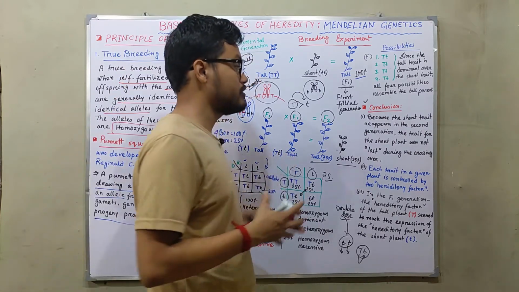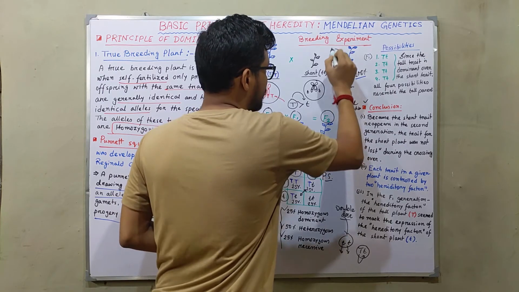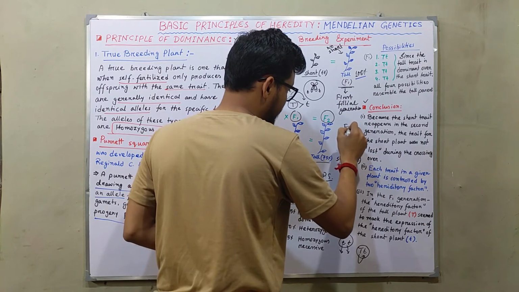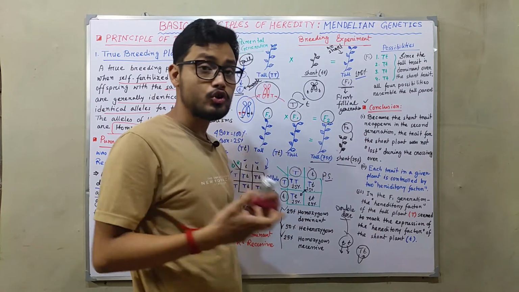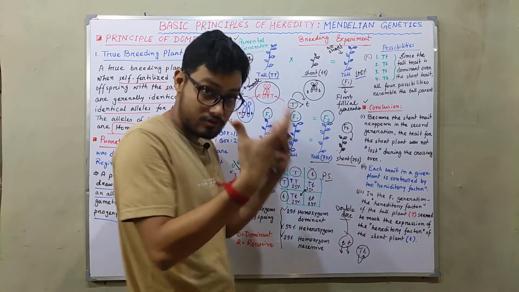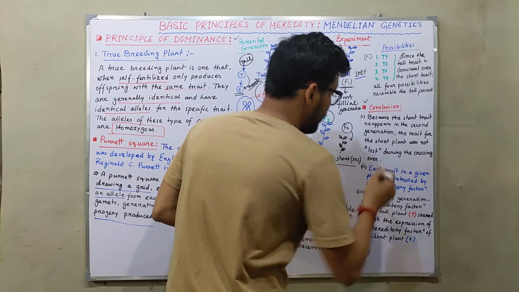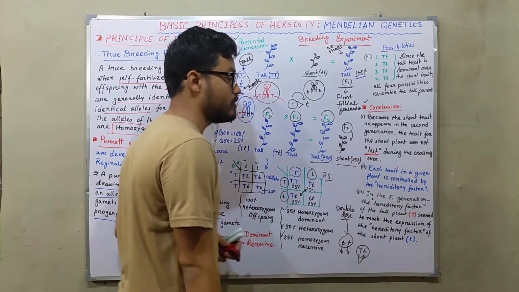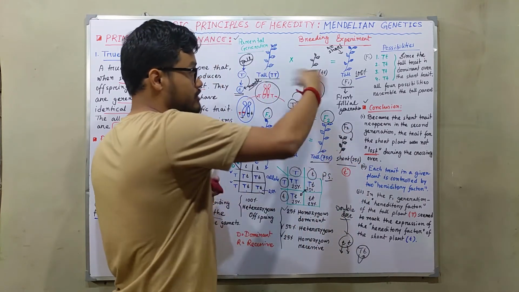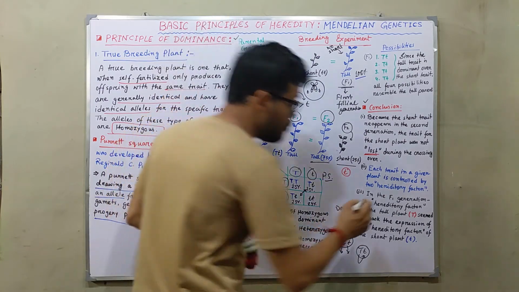Mendel concluded that because the short trait reappears in the second generation, here you observe there is no short trait in F1, but in the F2 generation we get the short phenotype expression. So the trait for the short plant was not lost during the crossing. This is the first conclusion of Mendel. That means small t is not lost in the F1 generation, and each trait in a given plant is controlled by two hereditary factors.